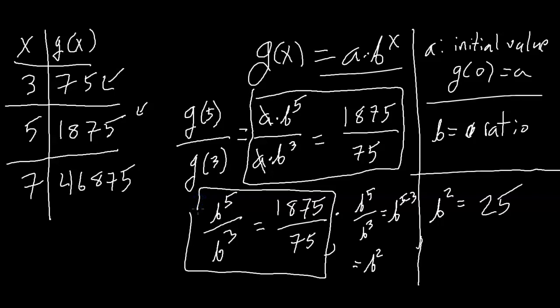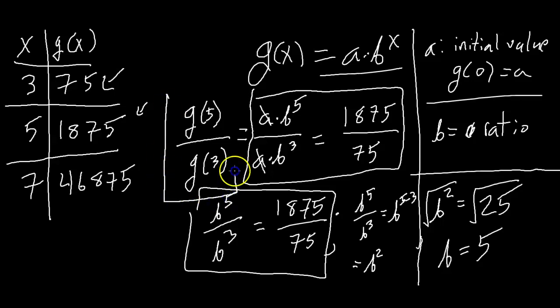And now what do we do to find the value of b? We're just going to take the square root of both sides, remember? And we're going to get b equals 5. Okay, so we've found the ratio already. So if you have two outputs of an exponential function, if you know what two outputs are, you're going to take their ratio like we did here, right?